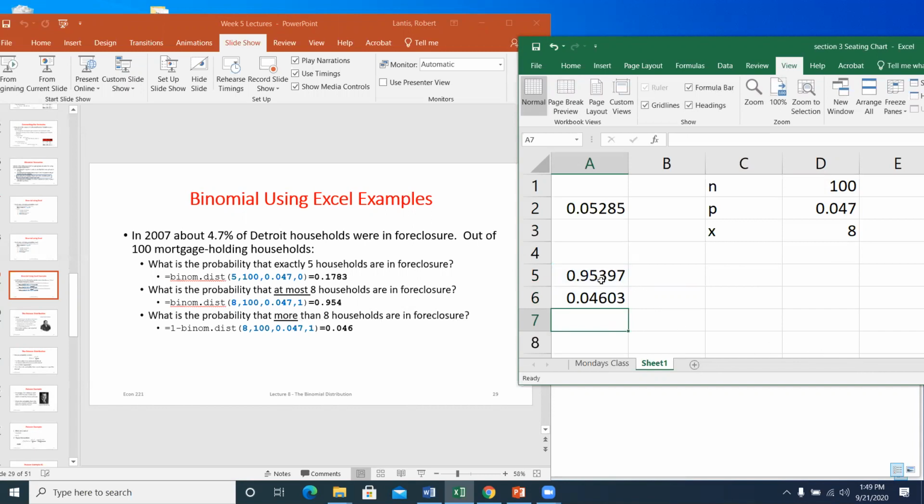So I can play around with that binomial function. That 1 as the last thing always says find the probability of this number or anything below it. And when I put a 0 in that last argument, it finds the probability of exactly whatever number of successes you're telling it. Okay? So that's how we can use Excel to make our life a little bit easier with binomials. We'll do the Poisson distribution on Wednesday.